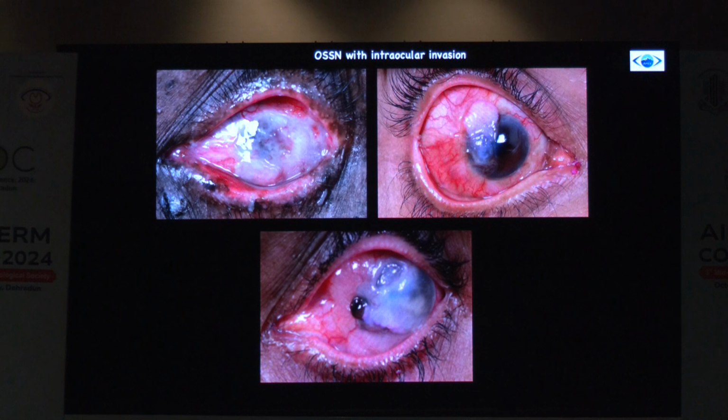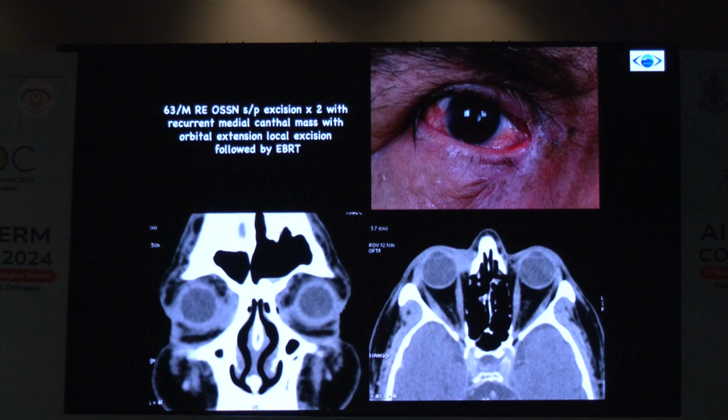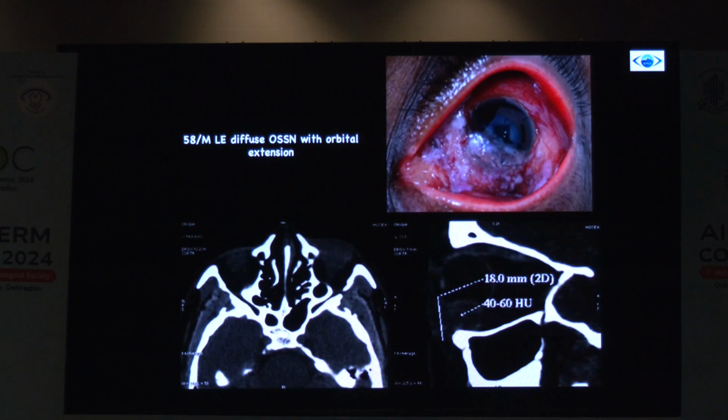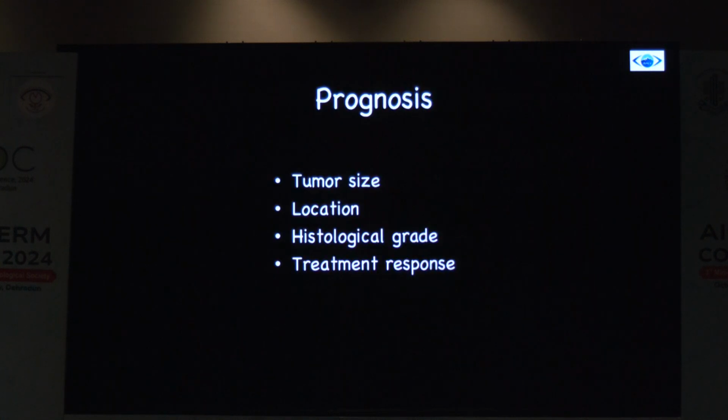In OSSN with intraocular invasion, like in this case, a 22-year-old female with xeroderma pigmentosum, enucleation was done, followed by orbital radiotherapy. Whereas, in this case of a 63-year-old male with a recurrent medial canthal mass with local orbital extension, the lesion was excised from the local region, followed by external beam therapy. With extensive orbital involvement, as in this case of a 58-year-old male, he was treated with exenteration and orbital radiotherapy was given.